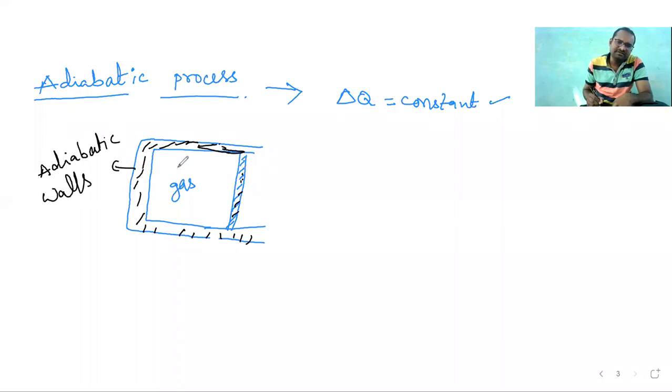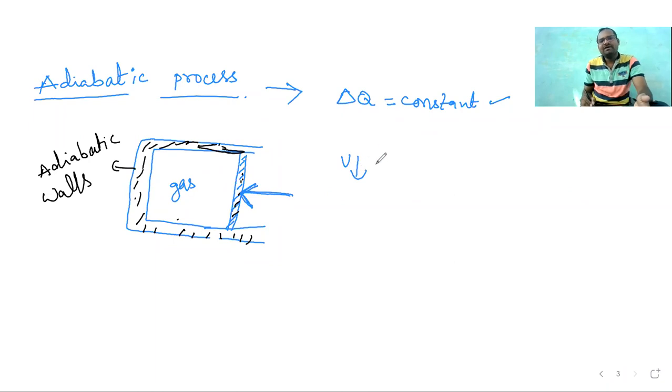That means heat energy cannot enter and cannot leave this system of gas. Clear? Now what happens? What may change? Suppose we push this piston inside, like this. What will happen? The volume may decrease.